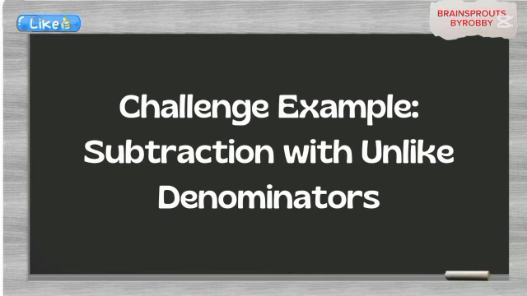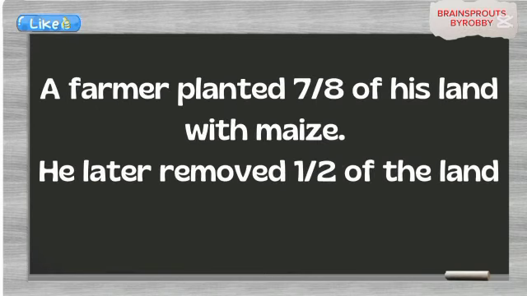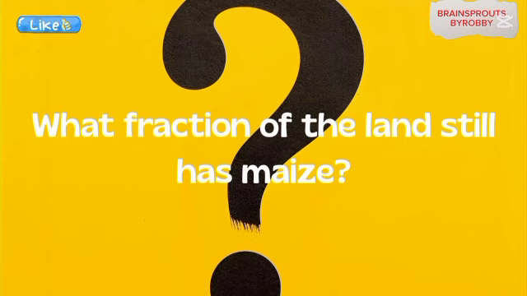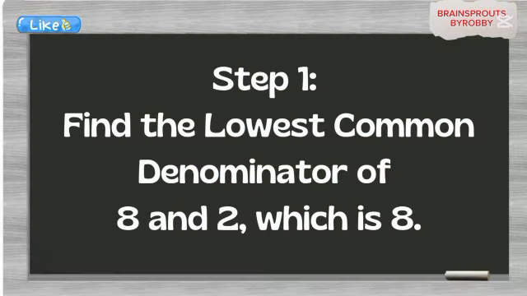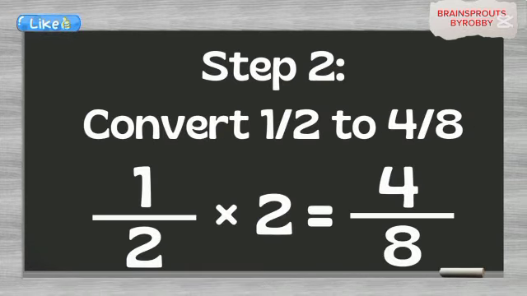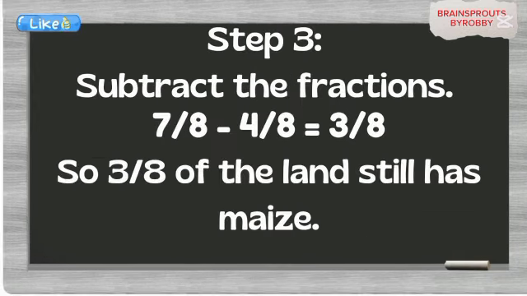Challenge example. Subtraction with unlike denominators. A farmer planted 7/8 of his land with maize. He later removed 1/2 of the land to plant beans instead. What fraction of the land still has maize? Step 1. Find the lowest common denominator of 8 and 2, which is 8. Step 2. Convert 1/2 to 4/8. Step 3. Subtract the fractions. 7/8 minus 4/8 equals 3/8. So 3/8 of the land still has maize.